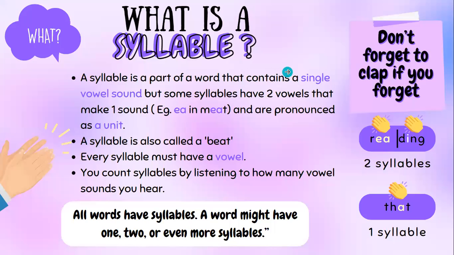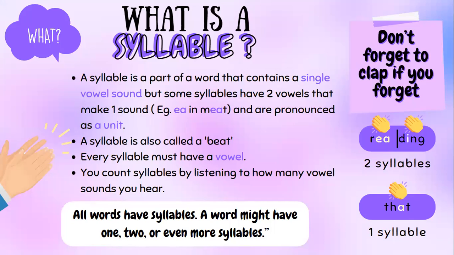Do you know what a syllable is? A syllable is a part of a word that contains a single vowel sound. So you may know that words are part of sentences, so sentences are made up of words. Similarly, words are made up of syllables, so syllables are parts of words. And for each syllable, you must have one vowel sound. So every syllable has a vowel sound.